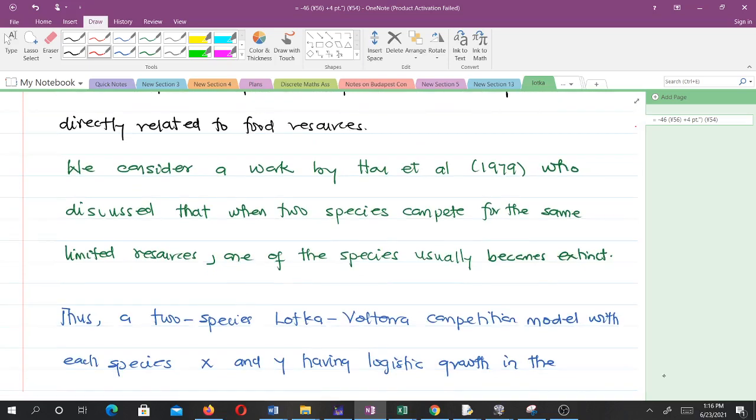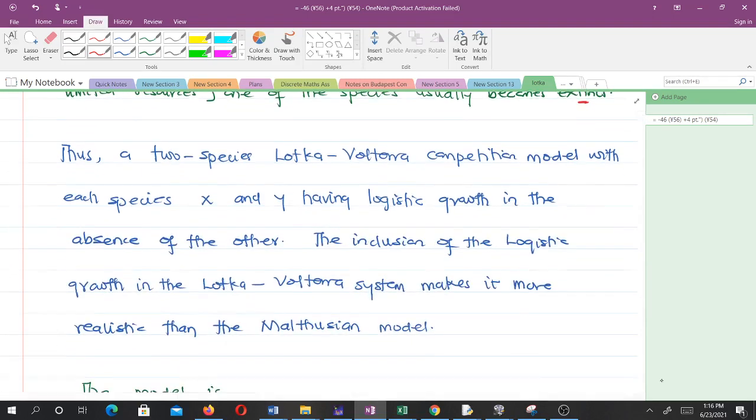So we are going to consider a work by Hu et al. in 1979, who discussed that when two species compete for the same limited resources, one of the species usually becomes extinct. So that's a two-species Lotka-Volterra competition model with each species X and Y having logistic growth in the absence of the other.